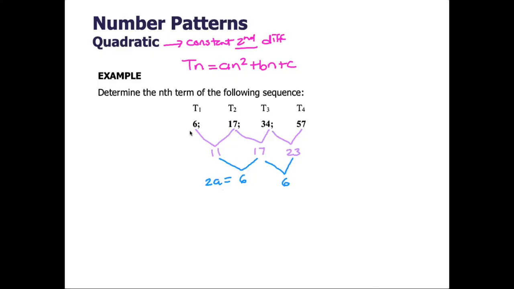Then this first difference, or T2 minus T1, is 3A plus B. And then your first term is A plus B plus C. So you need to learn those three little formulas.